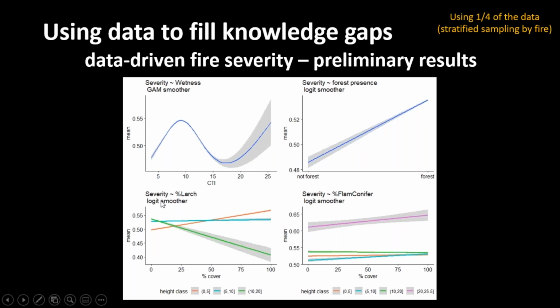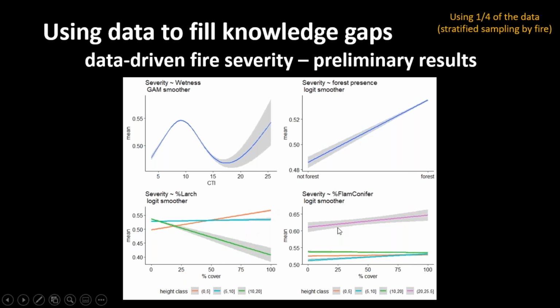And then when we look at, for example, the cover of larch, we see that its role on severity levels changes depending on the stand age. So not the age of the larch, but the overall stand age. So if we have a very old stand or an older stand, but a lot of larch, it seems like the severity can be lower. We associate this because larch is not super flammable when compared to other conifers. On the other hand, if the stand is fairly young, even if the larch cover is high, it burns more easily.